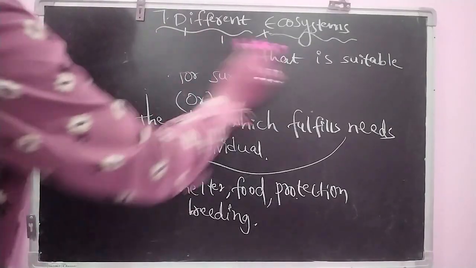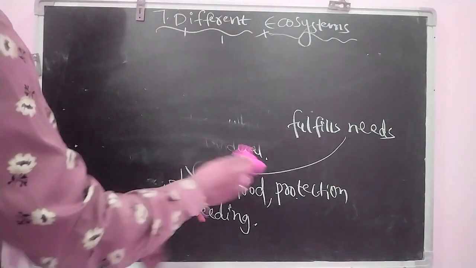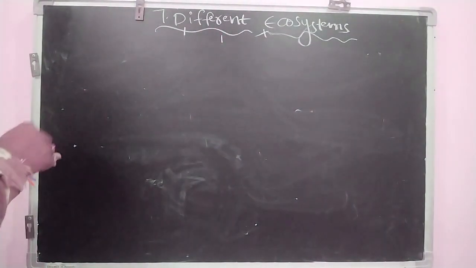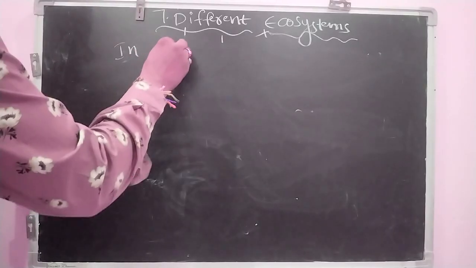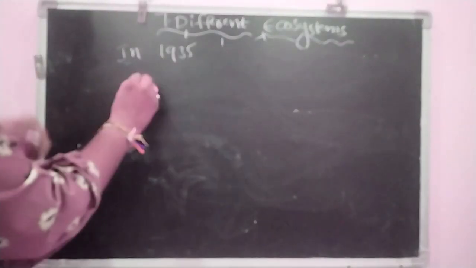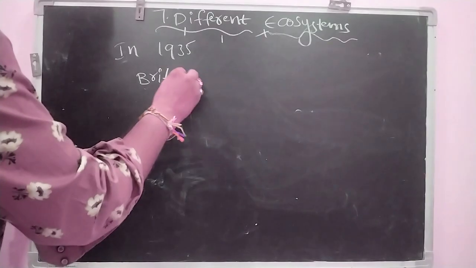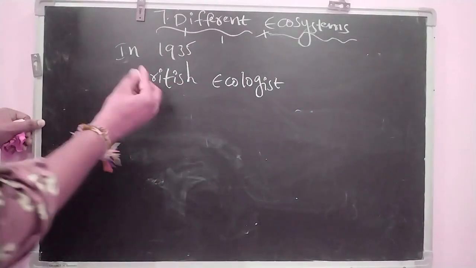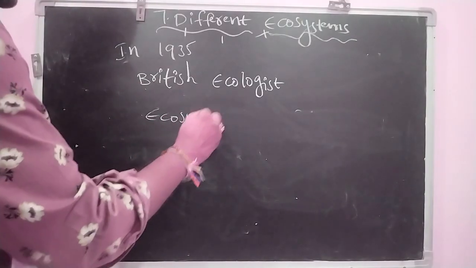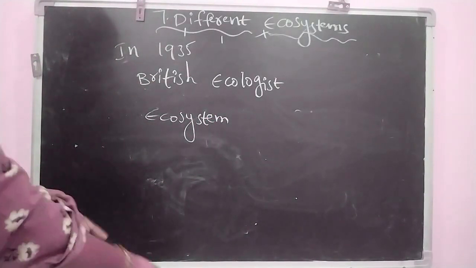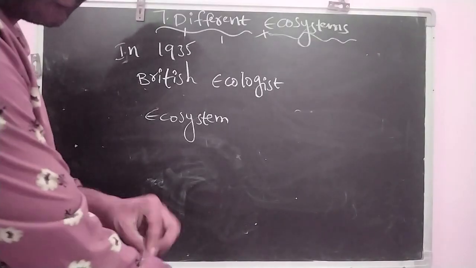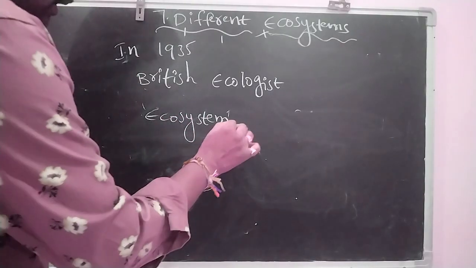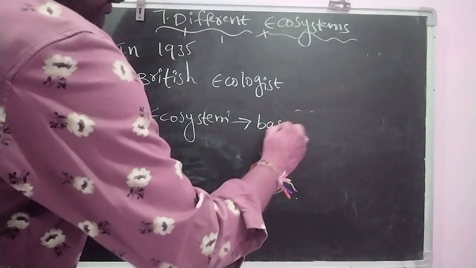ecosystem is the word which is used by A.G. Tansley, a British botanist in 1935. In the year 1935, a British ecologist or botanist coined the term ecosystem. Previously it was called ecological system. Later he reduced the term ecological system into ecosystem. So according to him, ecosystem is the basic unit of nature.